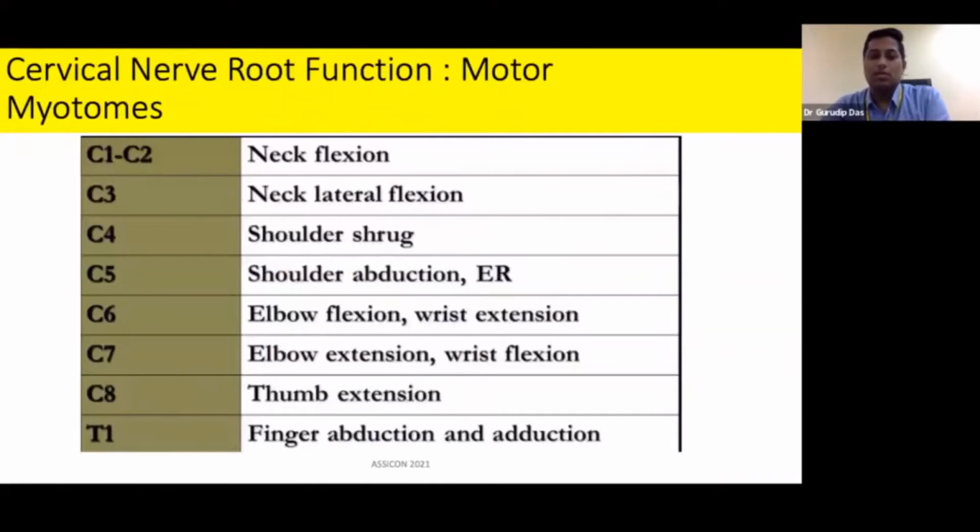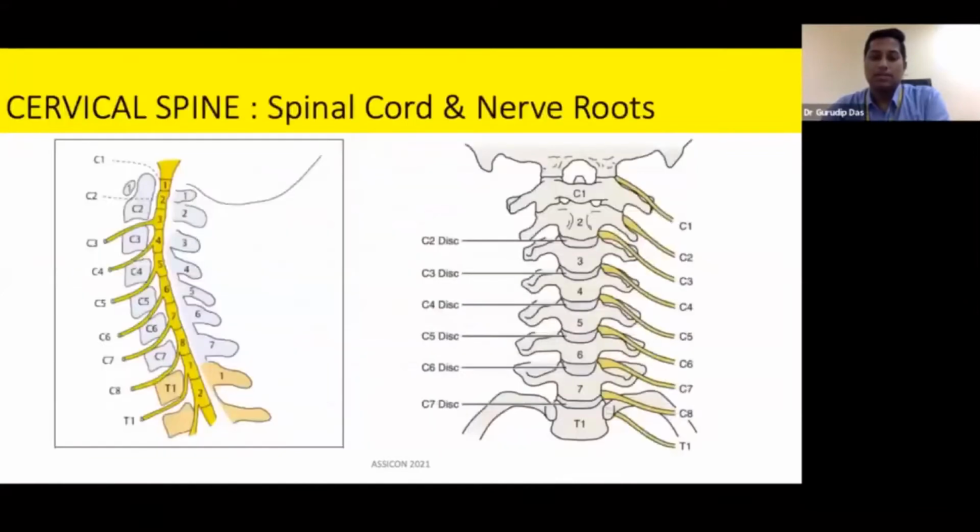The cervical nerve roots also supply a particular group of muscles. For example, the 5th cervical nerve root supplies shoulder abduction, the 7th cervical nerve root supplies elbow extension, and the C8 and T1 nerve roots supply the finger group of muscles. These nerve roots are arranged in a very peculiar manner with respect to the vertebral body.